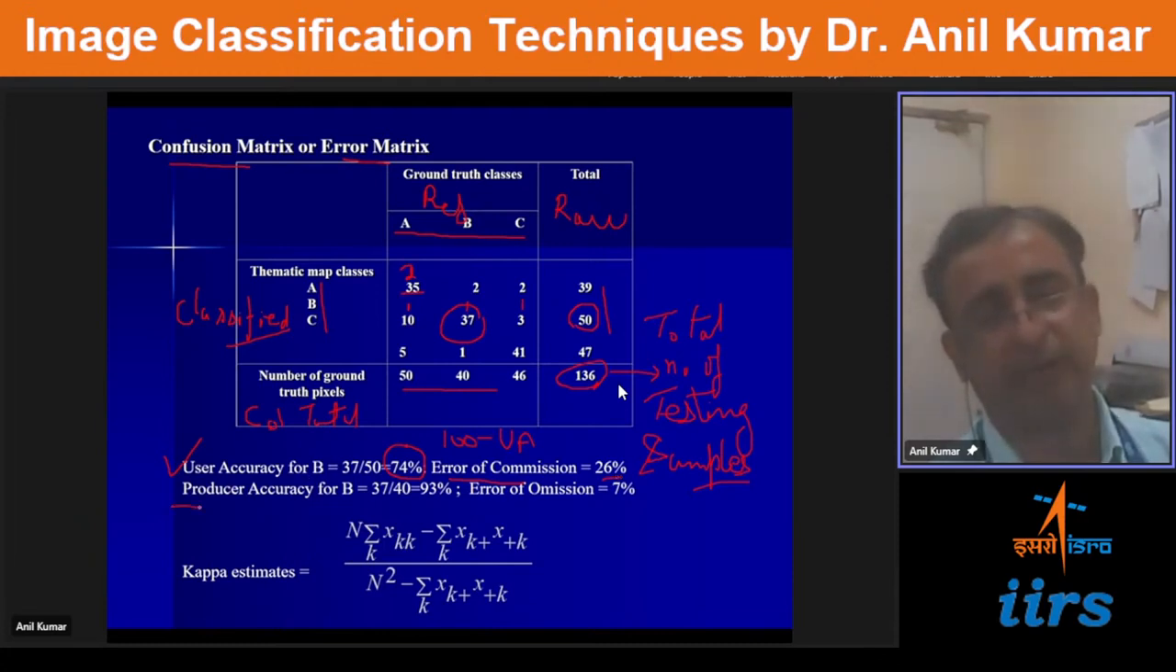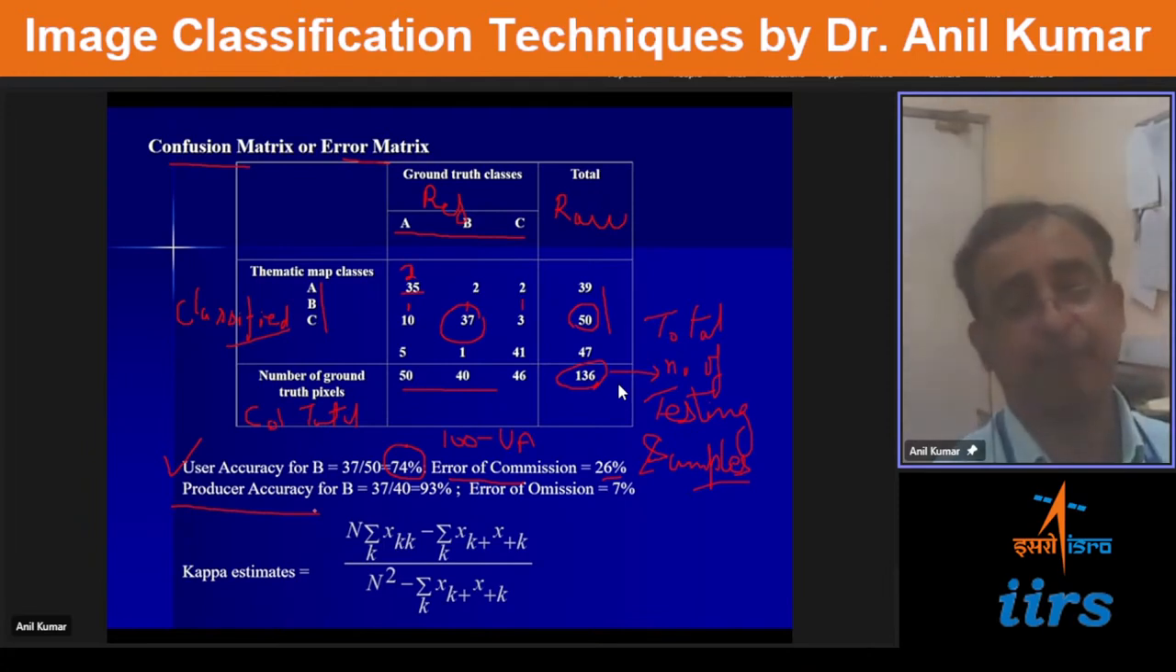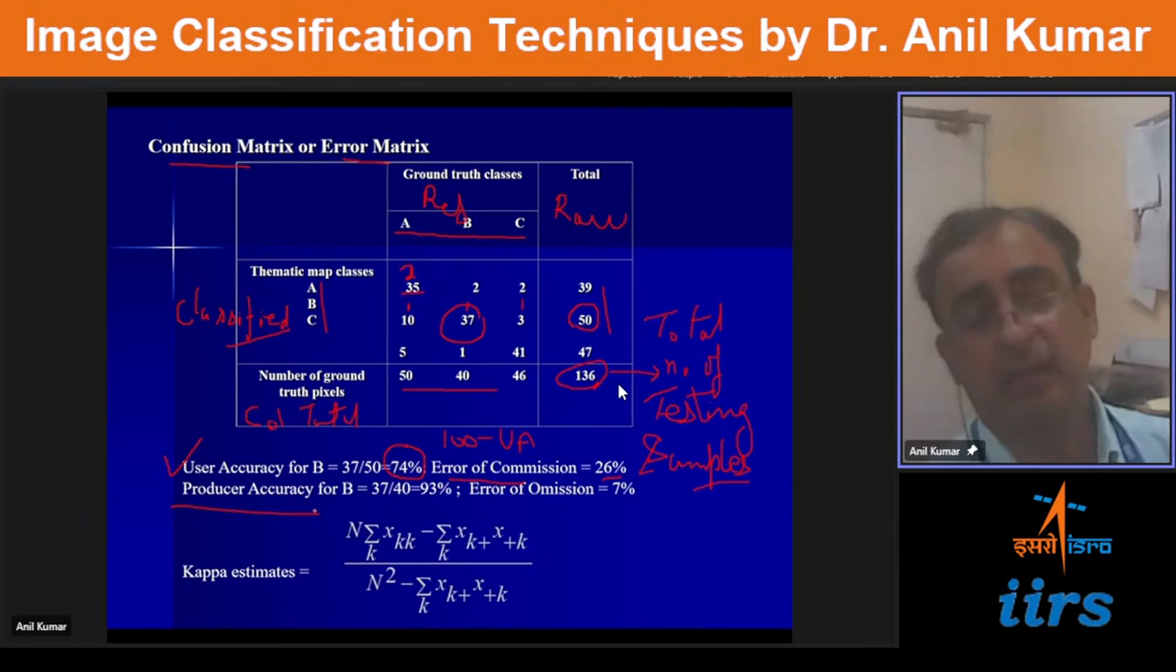Same way for producer accuracy, the definition is that it tells how correctly my testing samples are on the reference map. So I'm repeating again the definition of producer accuracy: how correctly my samples are identified on the reference map. Here the total number of samples correctly marked on both the maps was 37 for class B, and on the ground truth, that's my reference map, the total number of samples was 40. So the accuracy is 37 by 40, which is 93.